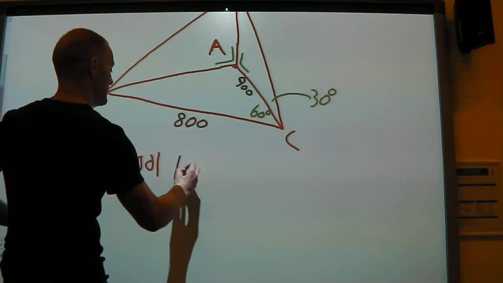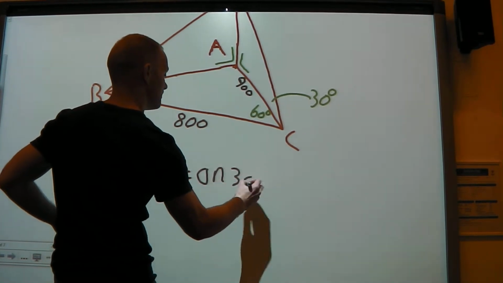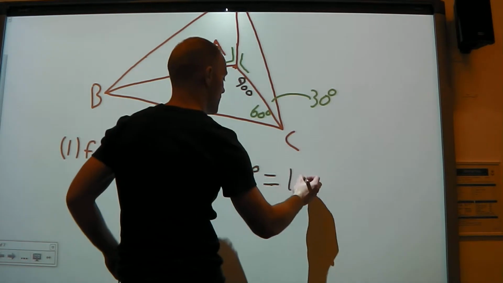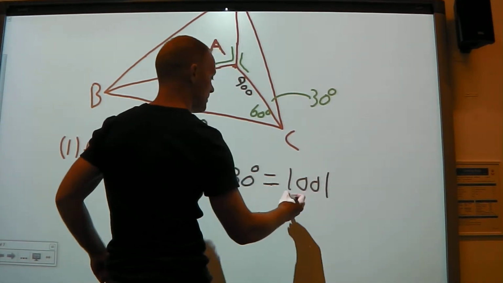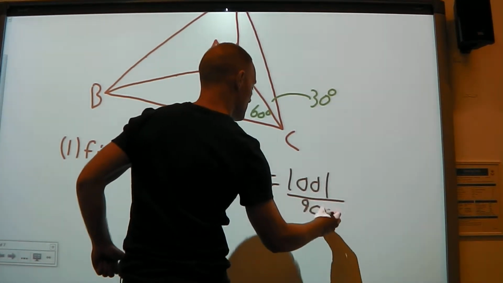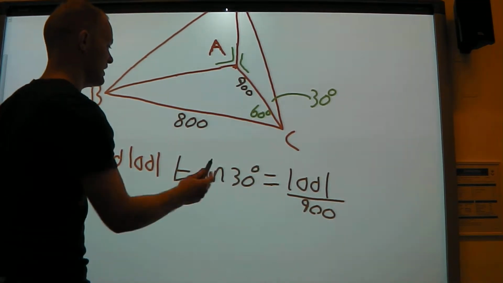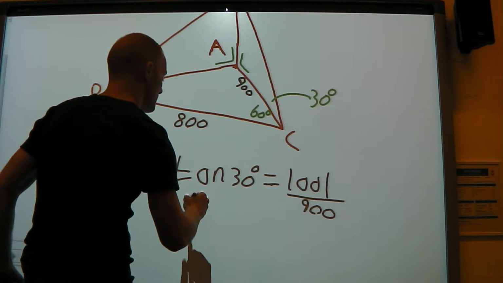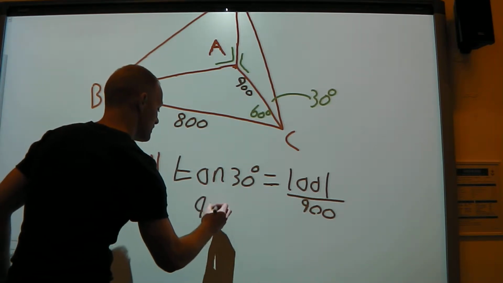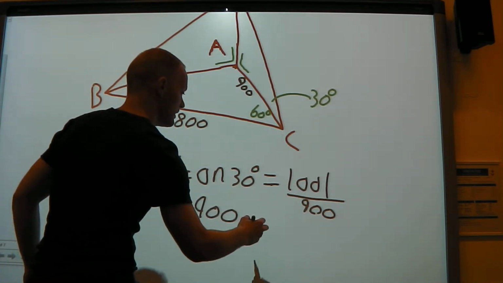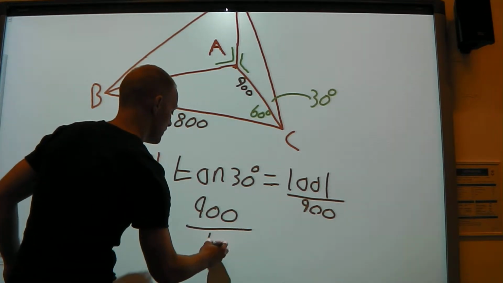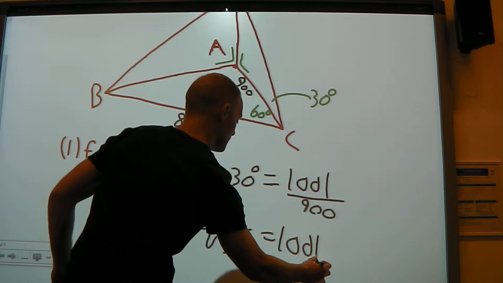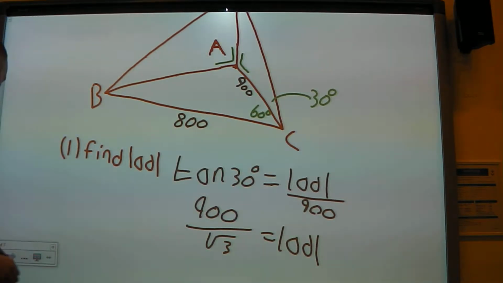So all we know is that tan 30 is equal to opposite over adjacent, which is AD over 900. So if we multiply both sides by 900, 900 tan 30 is equal to AD, but tan 30 is equal to 1 over root 3. So that is 900 times 1 over root 3 is equal to AD. So we'll just write that as 900 over root 3 is equal to the length of AD. So that's our answer for that part, which is very straightforward.